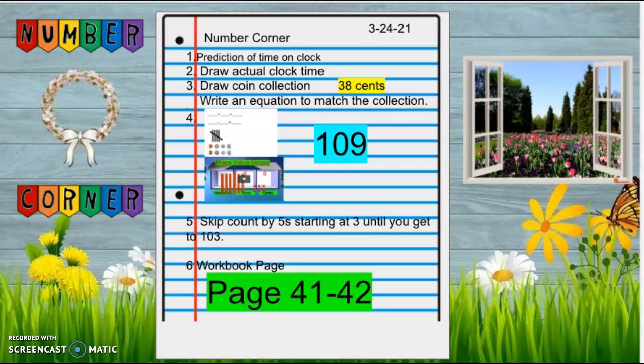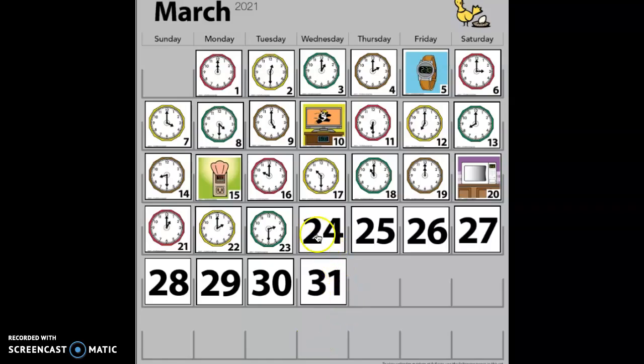2021. Next to number 1, we are going to make a prediction about the time on the clock. Again, we are looking at Wednesday, March 24th. Today, you are making a prediction for this card. Press pause while you make your prediction.